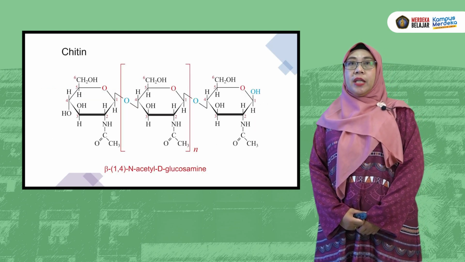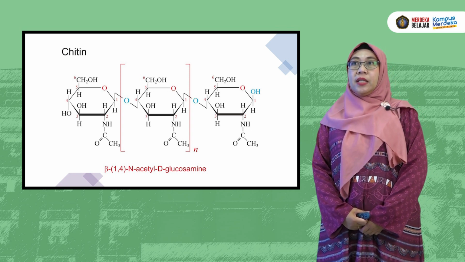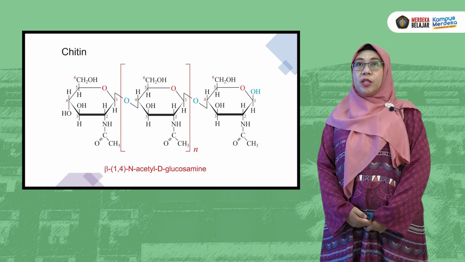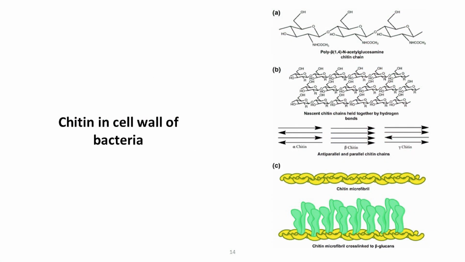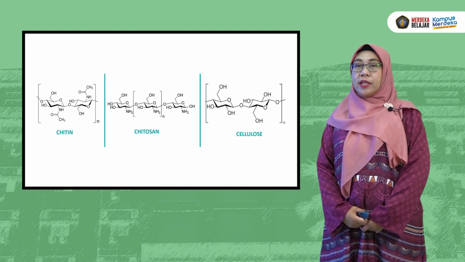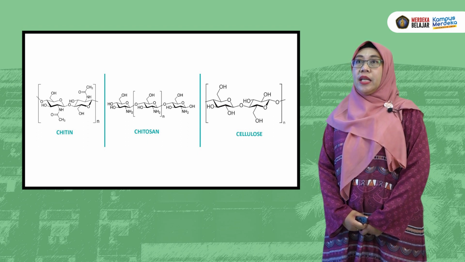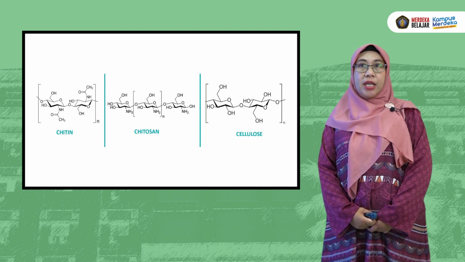The monomeric unit of chitin is a modified beta-glucose that has N-acetyl-D-glucosamine at carbon number 2. Chitin in the cell wall of fungi gives a rigid and strong structure to the cell wall. These are the comparison of structural polysaccharides: chitin, cellulose, and chitosan. Chitosan is the deacetylated form of chitin.